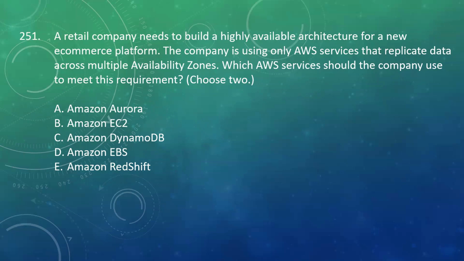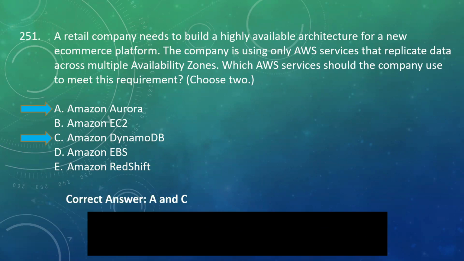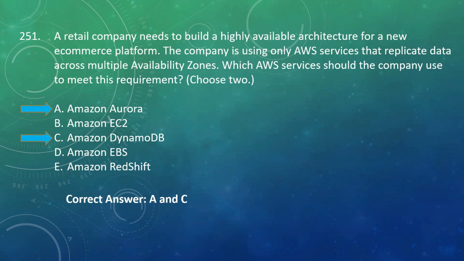For building a highly available architecture in AWS that replicates data across multiple availability zones, you should choose a service that offers cross-AZ replication. And the two services that meet this requirement from the provided options are Amazon Aurora and Amazon DynamoDB. Aurora is a relational database service that provides high performance and availability. It supports cross-AZ replication to enhance availability and fault tolerance. Whereas DynamoDB is a managed NoSQL database service that automatically replicates data across multiple AZs to ensure high availability and fault tolerance, making them the correct choice in this scenario.